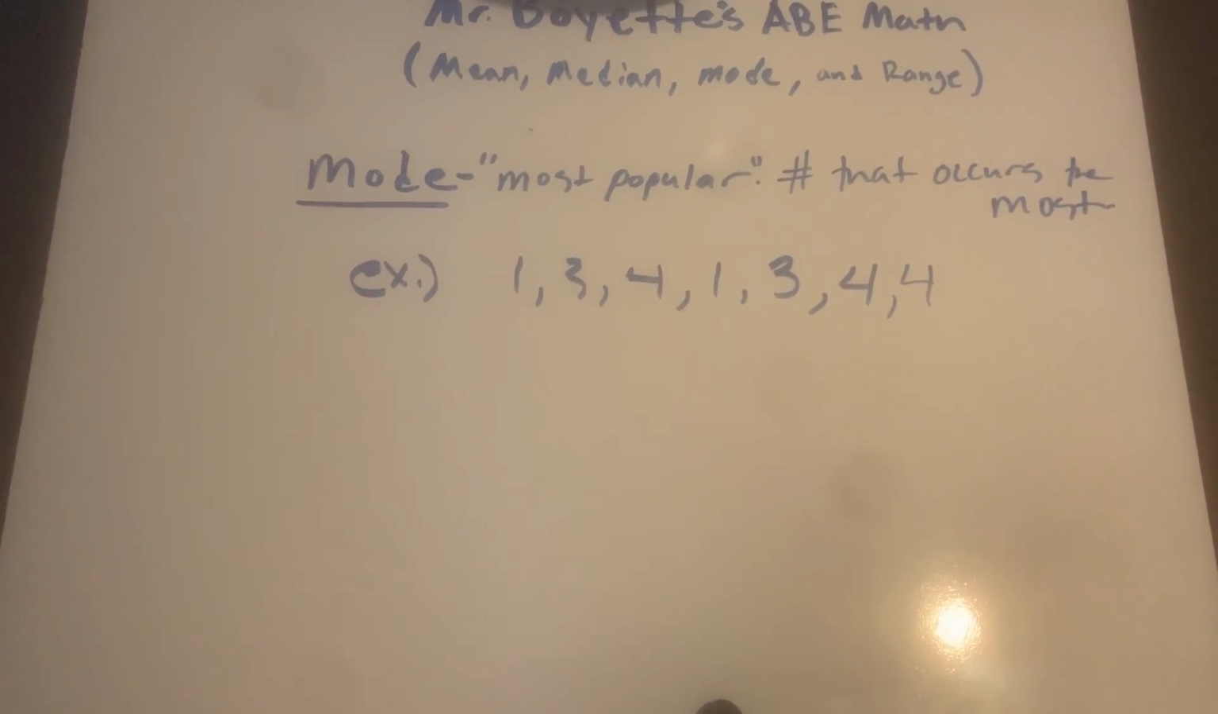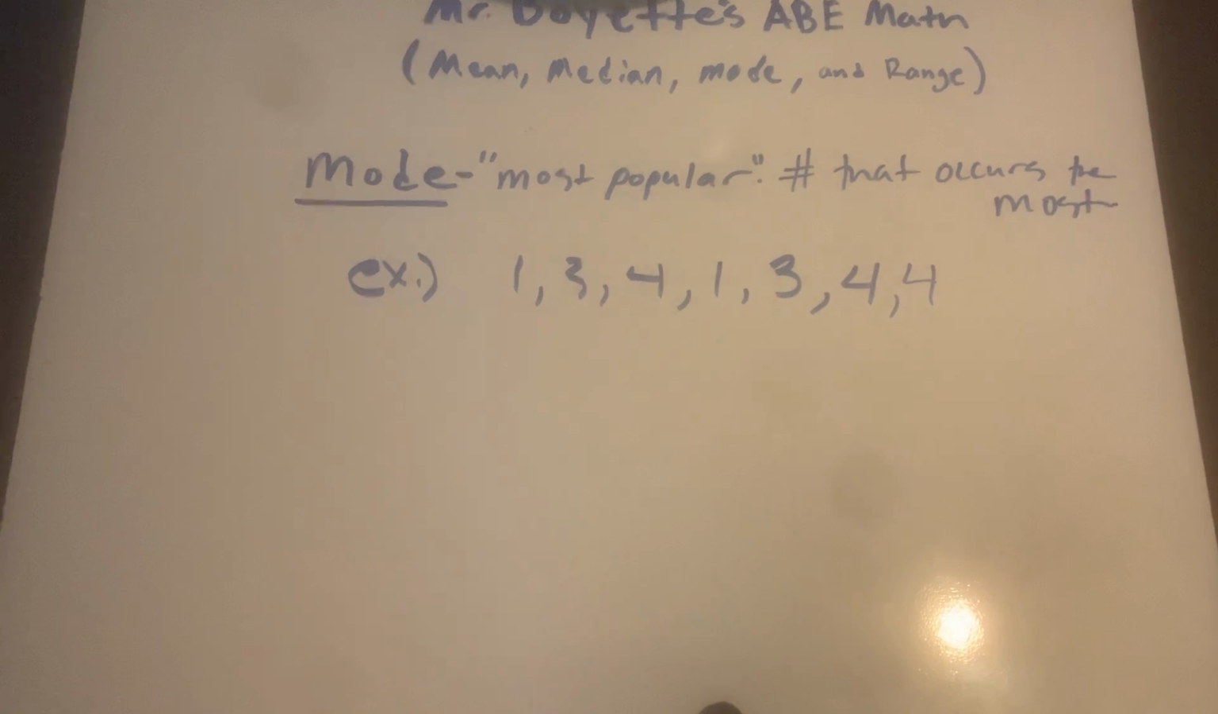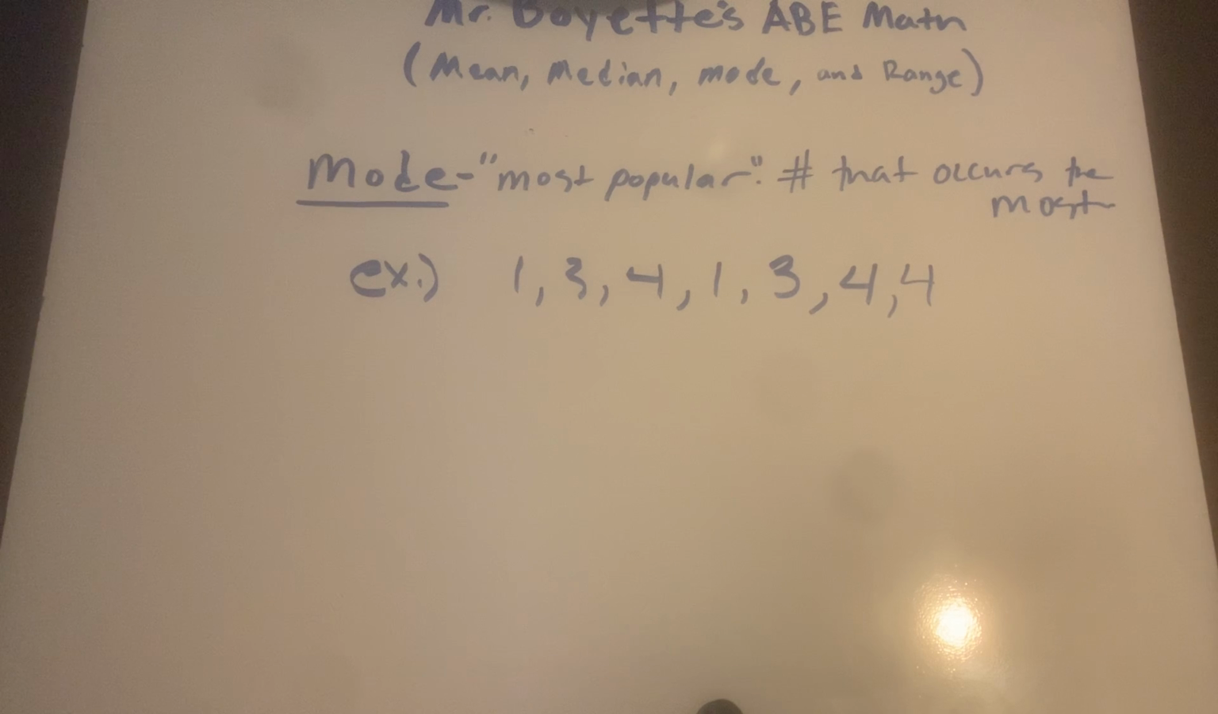Oh, one more thing. If you find a set of data that has no numbers that repeat more than once, then that means you have no mode. So for that, you would say something like NA or no mode. You would never put 0, because remember, in a set of data, 0 could be a number that you're using. So never put 0, always put no mode or NA or something along those lines.